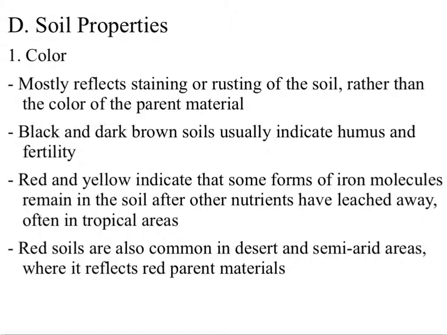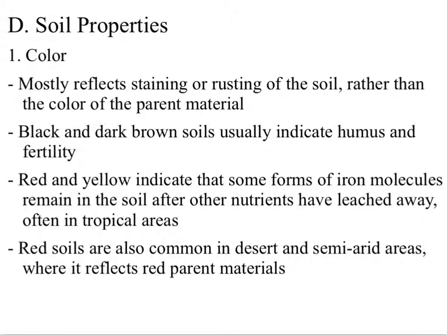So black and dark brown soils indicate, as mentioned, humus and fertility. When you're talking about red or yellow soils, usually this happens when the iron molecules, which are hard for water to leach away, are the only thing that remains when other nutrients have been pulled away, basically kidnapped by the water and drained away. So all that's left are these iron molecules, and you've seen rust, it looks kind of reddish. That's why a lot of soil is red.